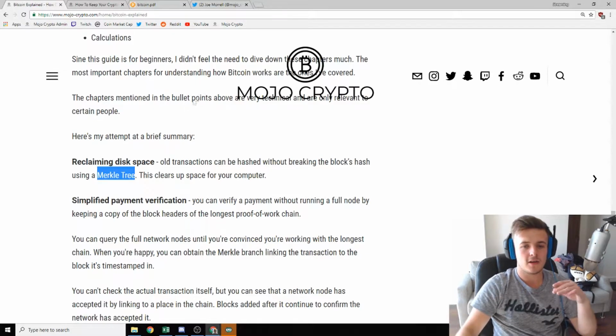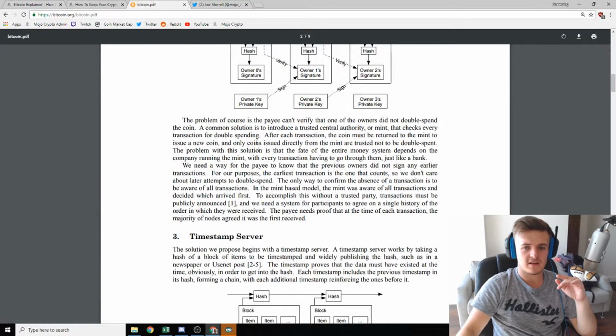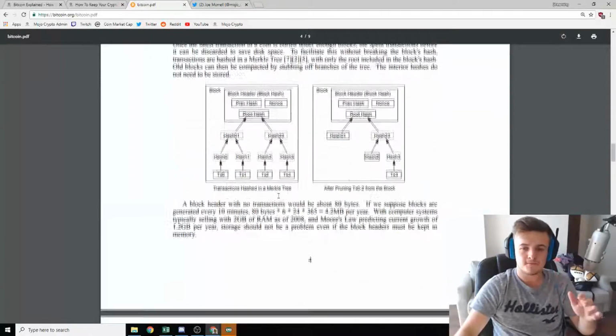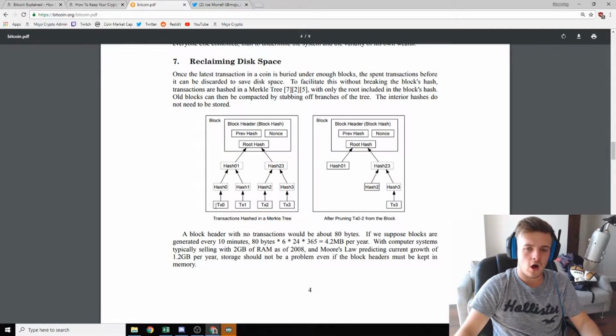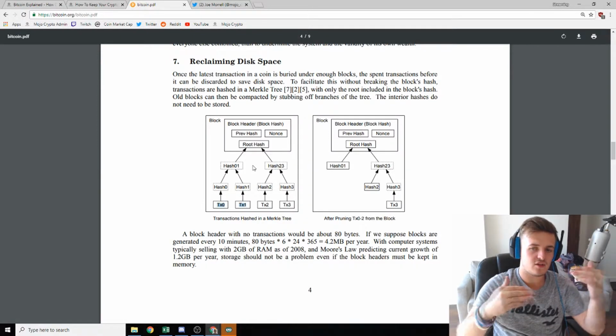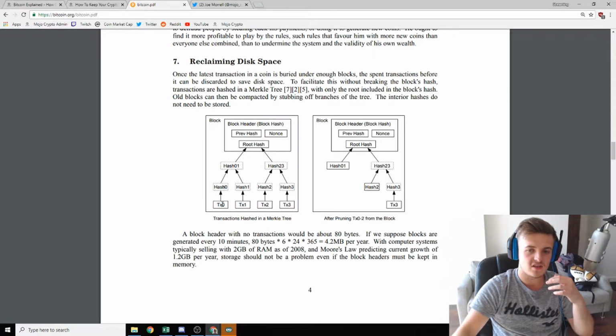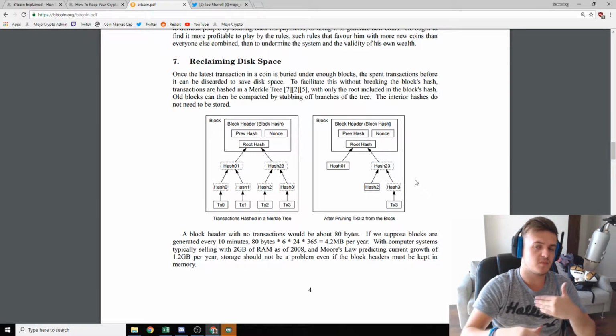So if we look at the diagram it gives here, the way it works is you've got all these transactions going on, and these take up space. So basically you can hash and block these together. You can chunk them together. So you can hash transaction 1 and transaction 2 and turn it into one string rather than 2 strings, which takes up less space, but it doesn't break the hash of the original block. And then you can just keep doing that. So you can just reclaim disk space. So that's how that works.